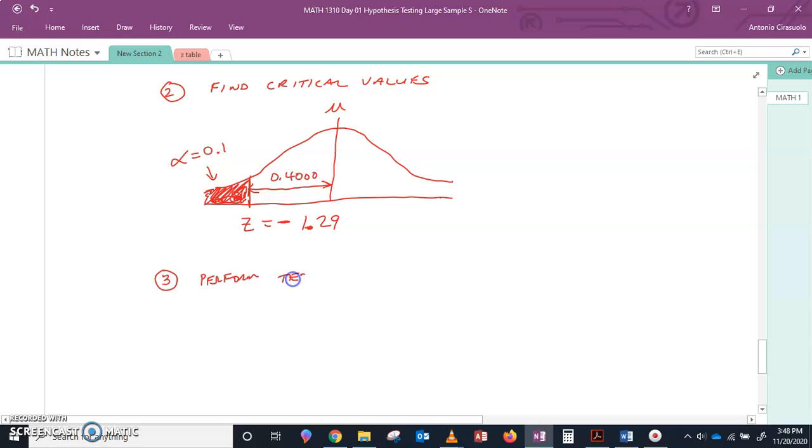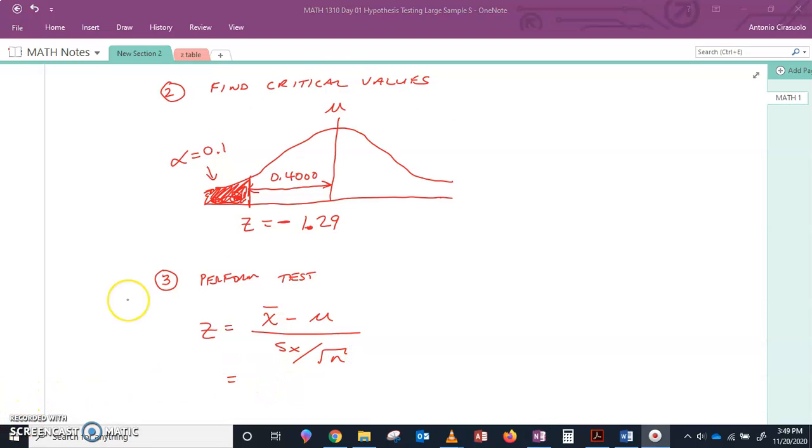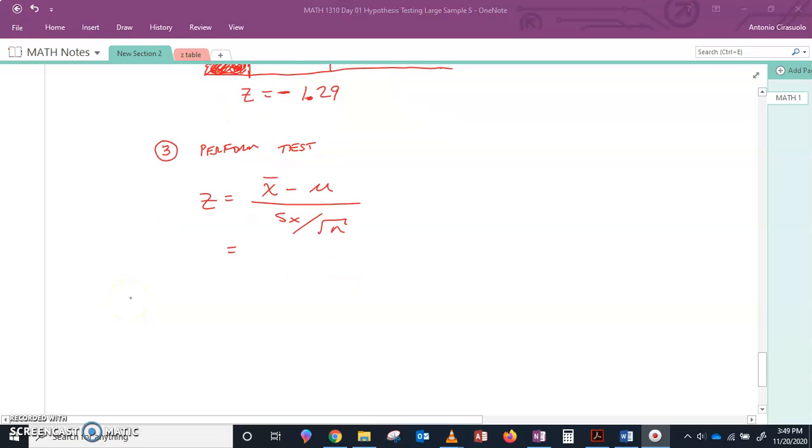Perform the Z test. In this case, Z is equal to our sample mean minus the population mean, or what we are claiming to be the value, divided by the standard deviation over the square root of the sample size. From our question, we have $75 as the sample mean, minus 80, divided by $19.20 all over the square root of 36.